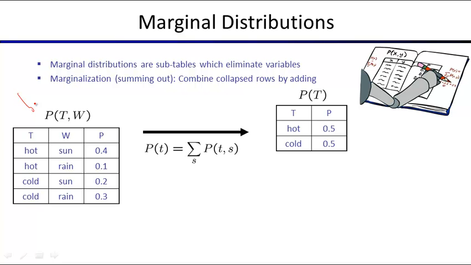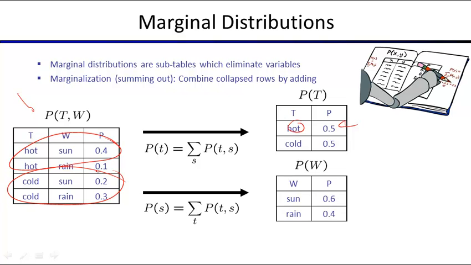How do we get the one for t? We look at the entries consistent with hot, sum them together, 0.5. That is these 2 entries here. Same for cold. It's these 2 entries here. Gives us the marginal distribution for t. That's marginalization, going from a joint to a marginal. We can do the same thing for w. We get 0.6 entries consistent with sun, 0.4 entries consistent with rain.